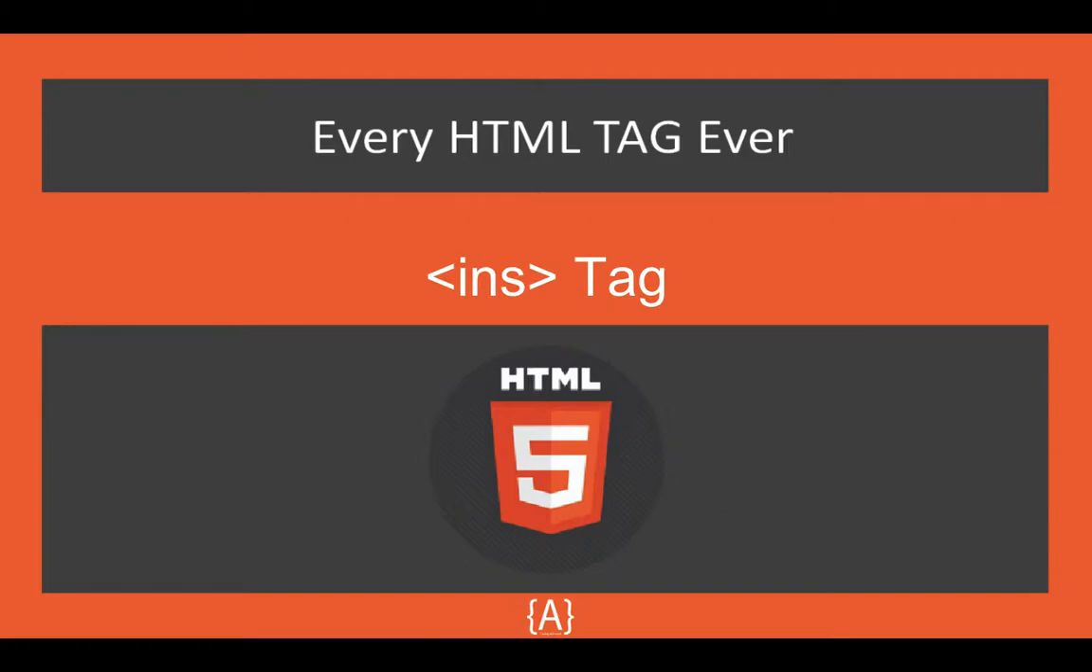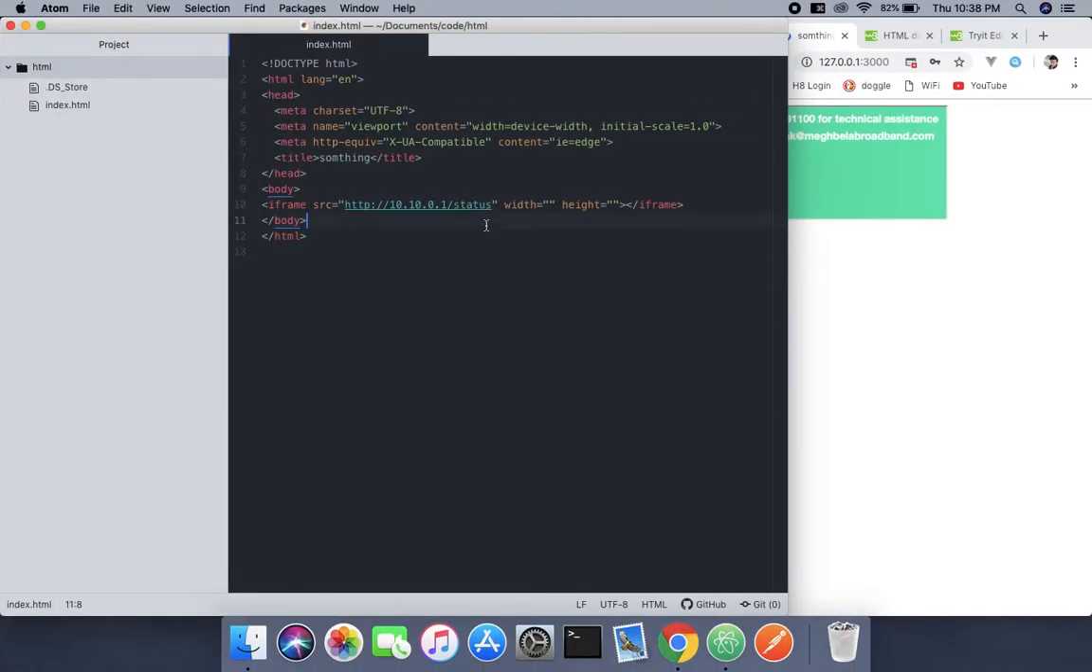Saad here, and in this tutorial I'm going to talk about the ins tag. So what this does is it defines a text that is inserted into a document, and visually it can strike a line on the deleted text. It's totally opposite of del, which marks the deleted text. So let me show you.